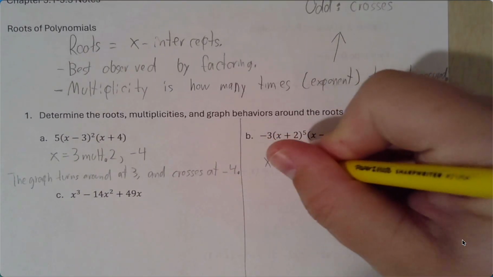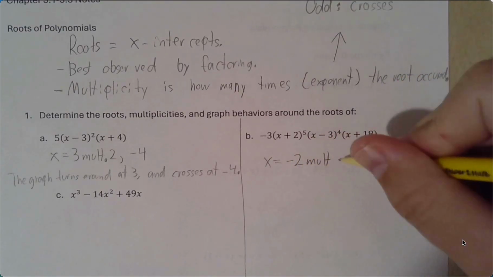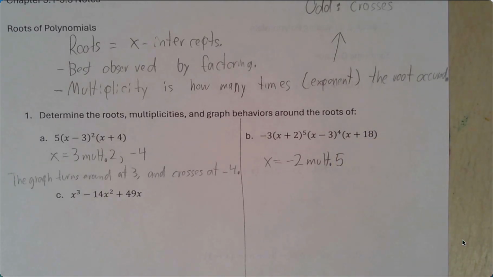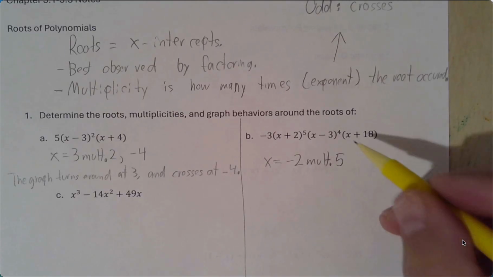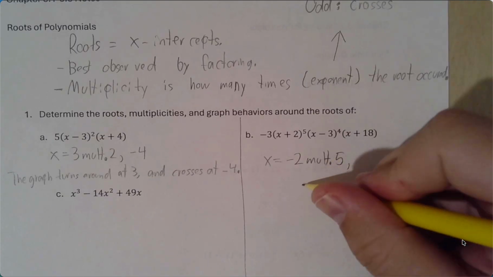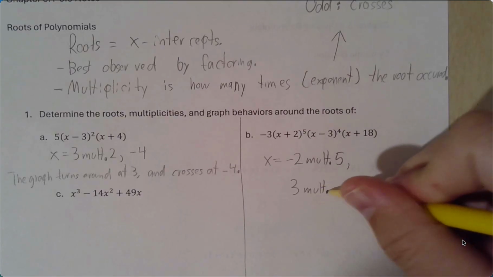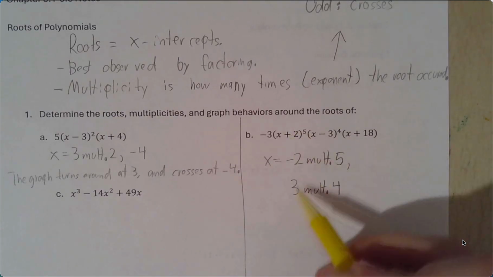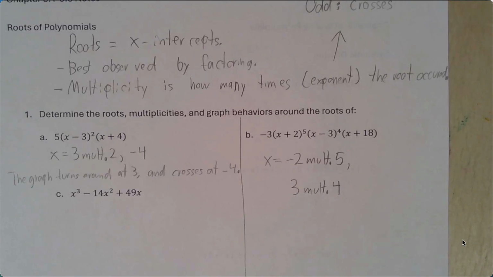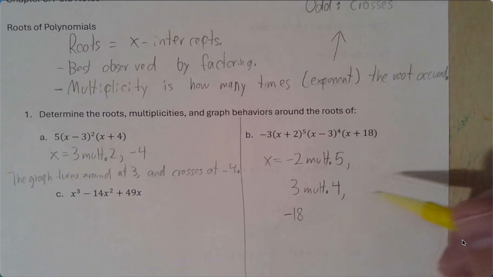My roots are, and I'm even just going to write it like this, -2, multiplicity 5. So hopefully you now know whether -2 is going to turn around or cross. And guess what? It's odd amount, so it's going to cross. There's also 3, and that's multiplicity 4. Again, as I pull them out of the parentheses, the signs flip just like in vertex form. And then there's also -18, which is only a root once, or multiplicity 1, but we don't usually write that when we say it.